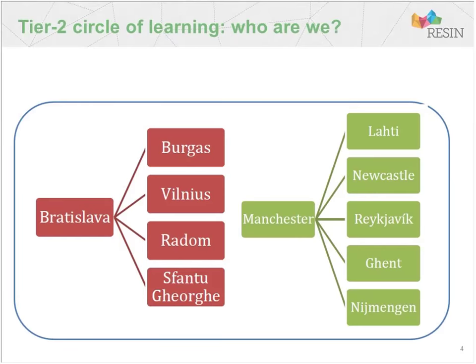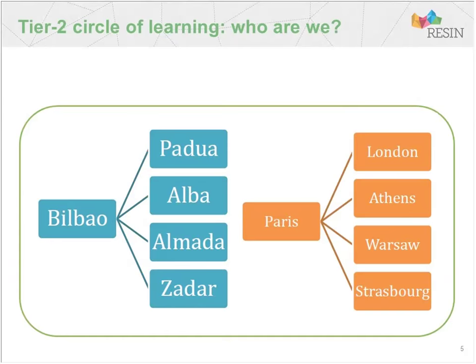Okay, just a little reminder, the Tier 2 Circle of Learning, who are we? Obviously, some of you have had different degrees of interaction with one another, but just to remind you that this is who we are. On the left-hand side of each column, Bratislava and Manchester, two of our Tier 1 cities, and making up the 4 Tier 1 cities, Bilbao and Paris.